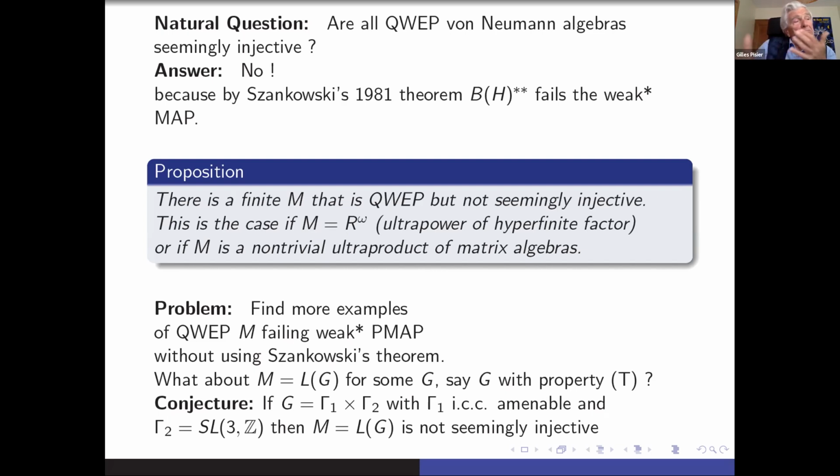And so I conjecture that, well, I know that it is not, because it is a consequence of Szankowski's theorem. That's what I'm saying. But I would really like to see a proof that it is not, where I can see exactly the source of the obstruction to the approximation property. And I believe this is possible, but I haven't been able to do that yet.